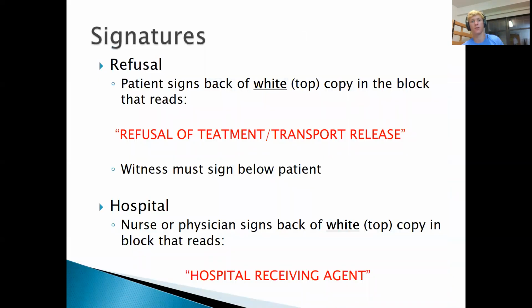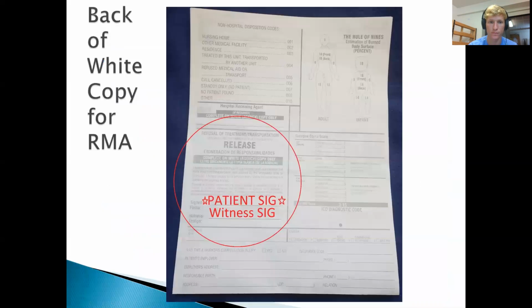So let's say they refuse medical assistance or the hospital signs. So this is your signatures. In this case, they RMA. You're going to have the signature of the patient where it says patient sig, and you have a witness sign. Explain to them in lay terms the consequences of refusing medical assistance, and make sure they know to call back if they ever need any assistance in the future.